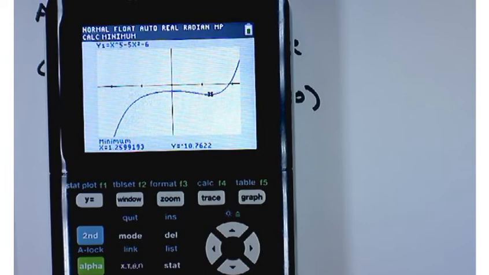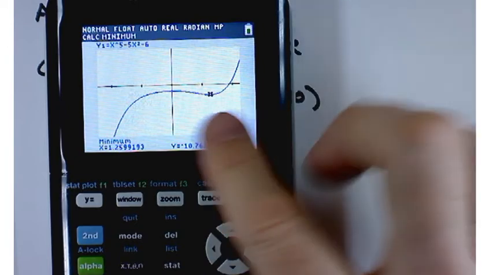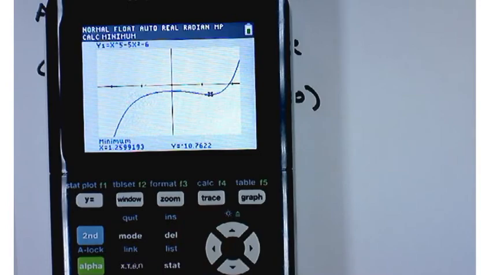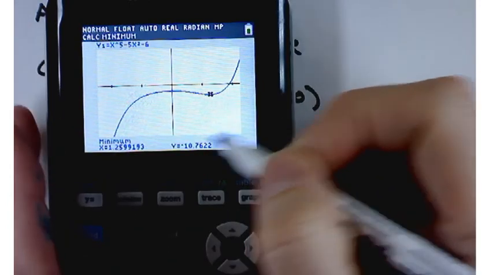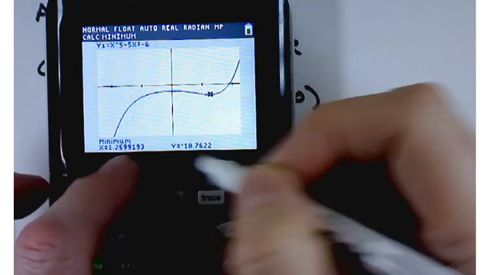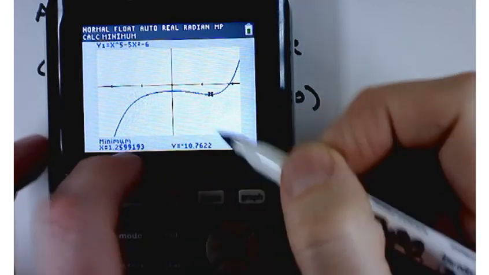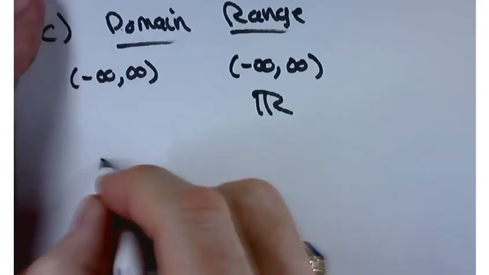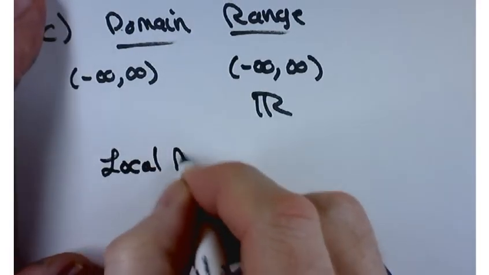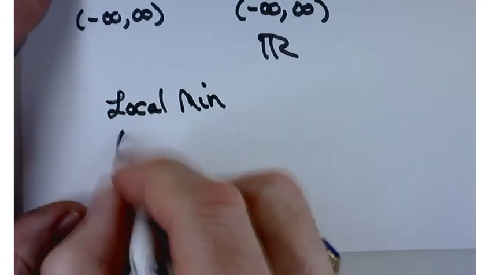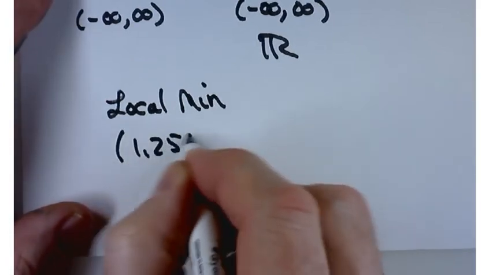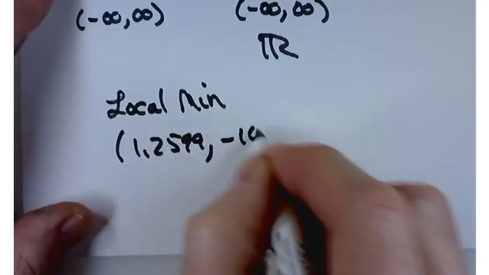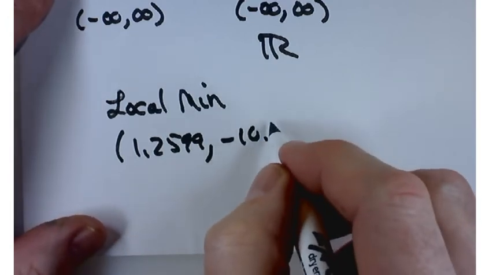Now, if you didn't keep up, I understand that. I went kind of fast. I'll give you another chance to work on that. But the minimum point, the local min, is at x equals 1.2599, and y is negative 10.7 something. So the local min is at 1.2599 and negative 10.762.